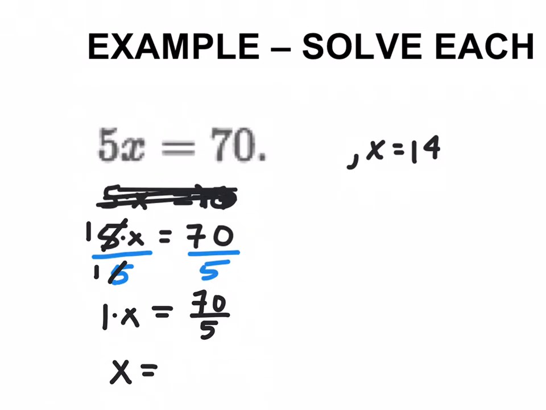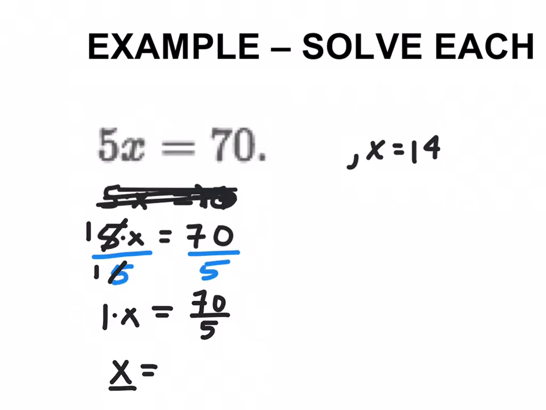So, that's what's happening. All right, whenever I do this, I just divide by 5, I cross them out, and I just leave x, okay? So I have x is equal to 70 divided by 5. Now 70 divided by 5 is equal to 14.